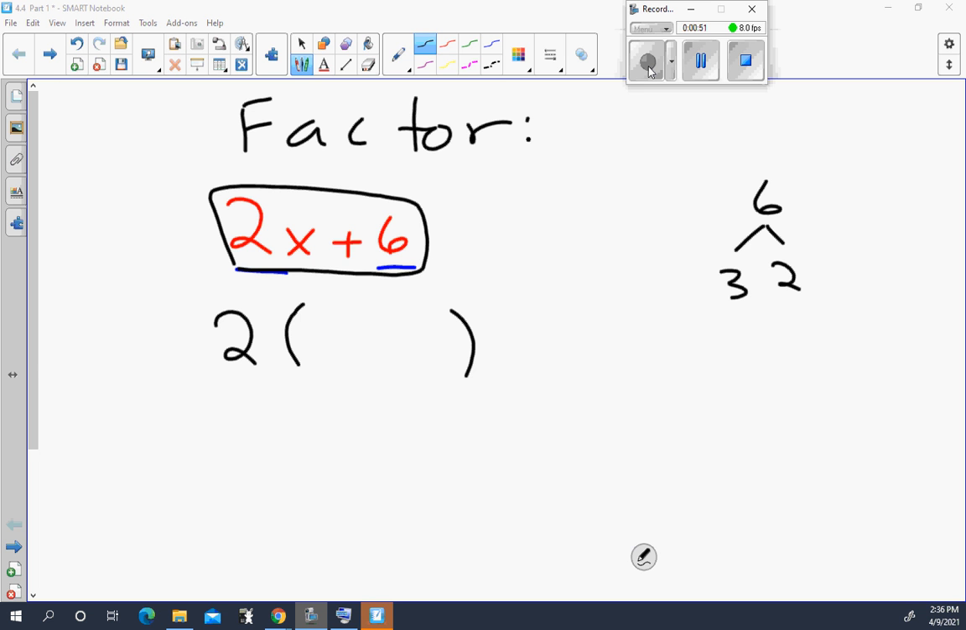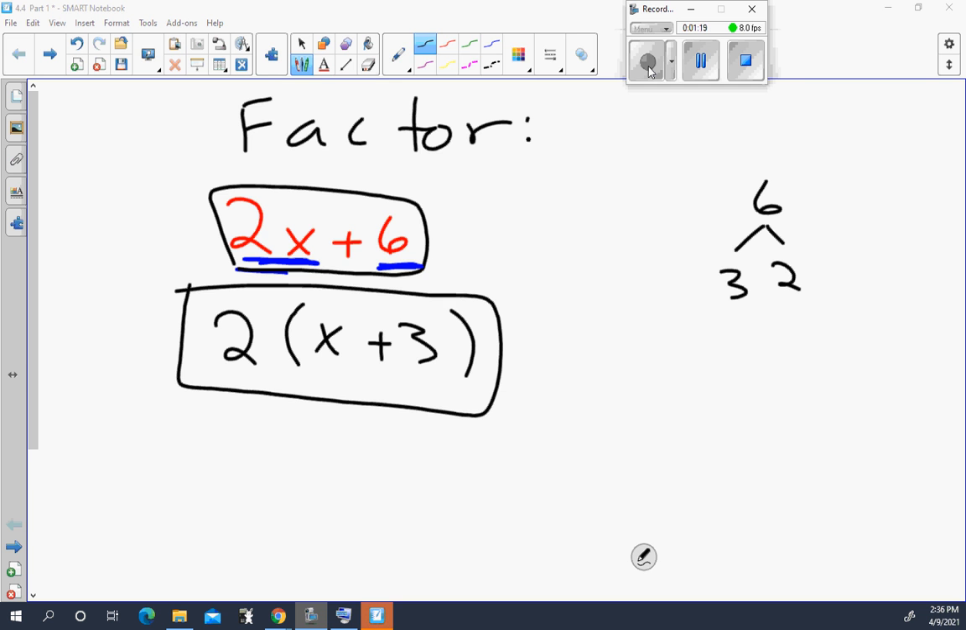what's left in this first term? Just an x, right? And then what's left in this term? 3. There, I factored out that polynomial completely. I can't factor it out any further. That's it. You can definitely check your work. If you distributed that 2 back in, you should get 2x plus 6.